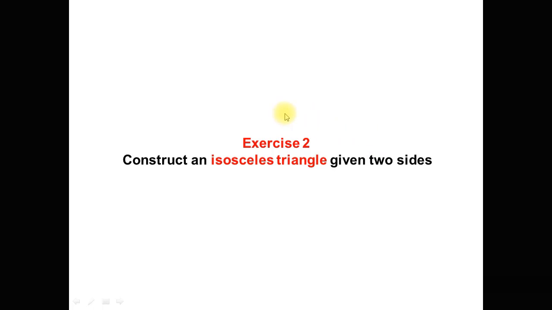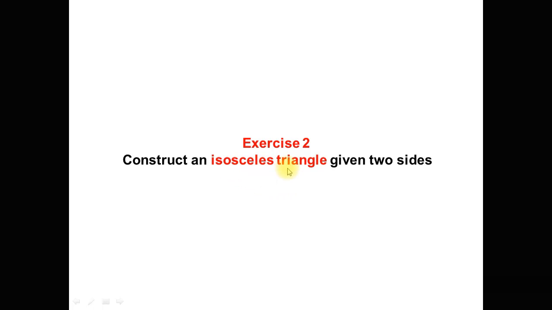Now exercise number 2, how to construct an isosceles triangle. In an isosceles triangle, the lengths of two sides are equal. So we are given two sides' length. For the construction of an isosceles triangle, the length of two sides will be given, which are equal in length.